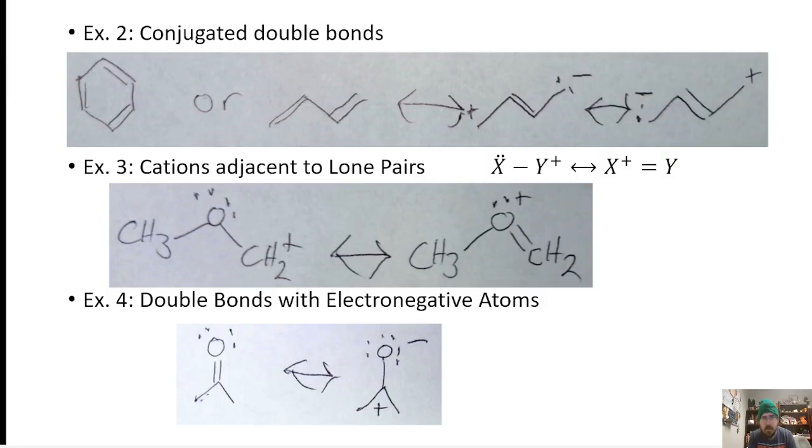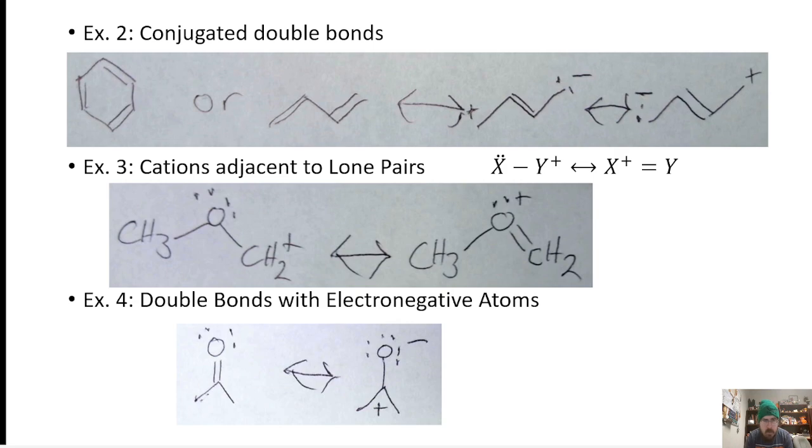Other examples can see just a shift in a lone pair and cation. So in this case, the most common example is a carbocation adjacent to an oxygen. We can see it shifts from the cation on the carbon to the cation on the oxygen. This is an example of resonance.